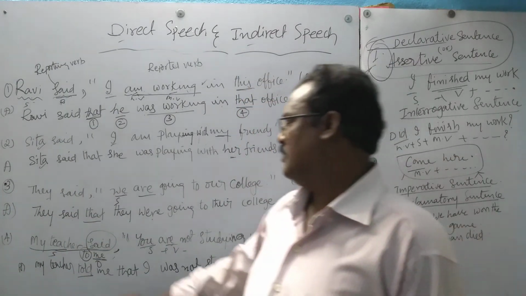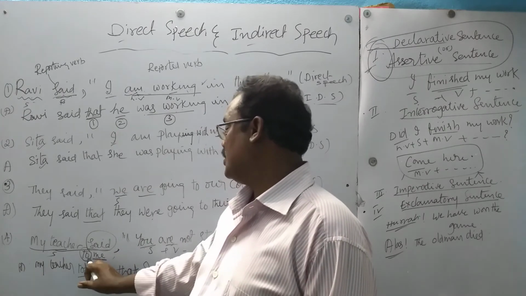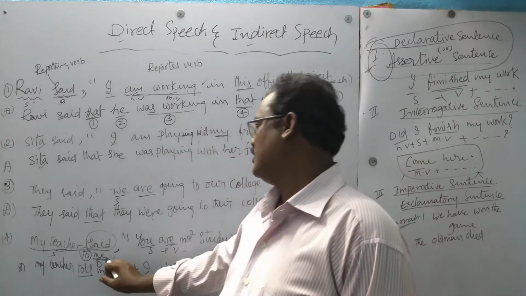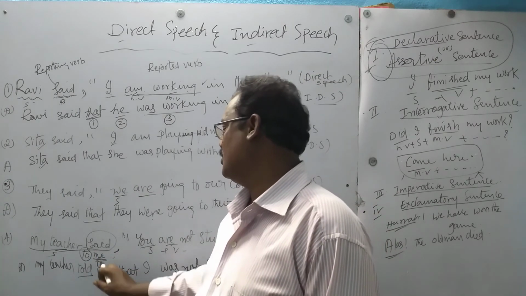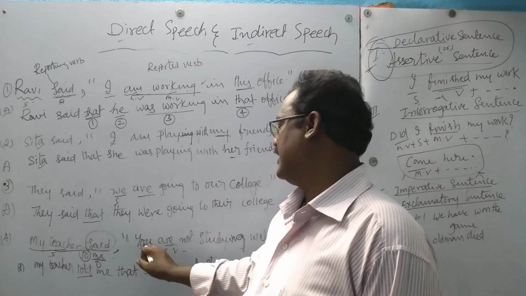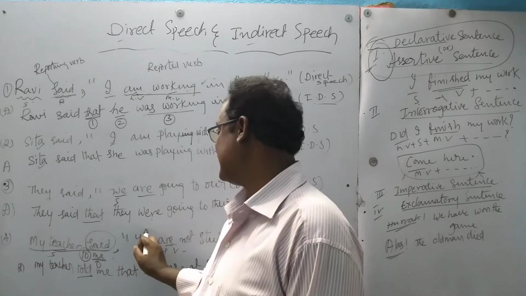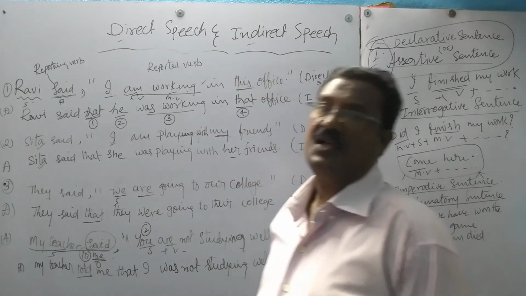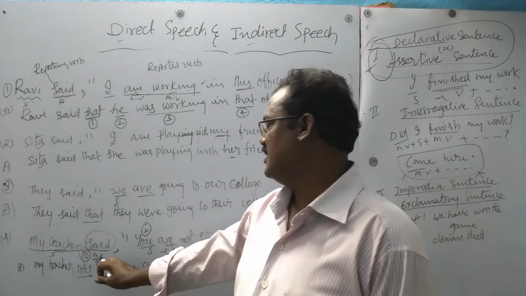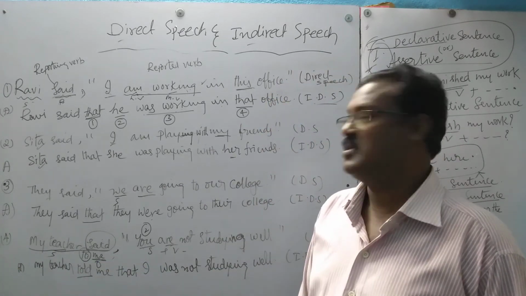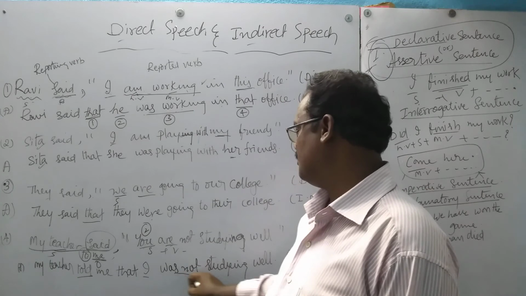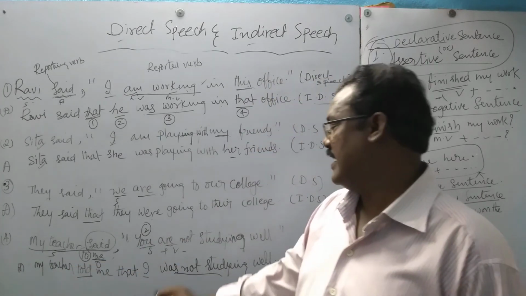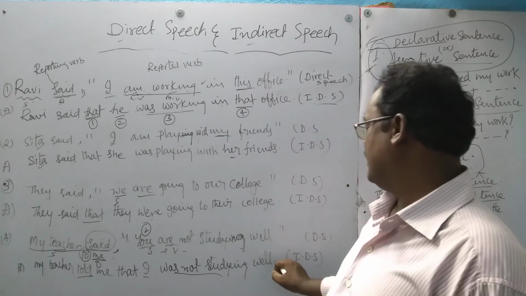And then the next one. My teacher said to me. Said to me. To me is there. So here, said to will become told. Me we have read. That. You means second person. Second person always changes with the object of the reporting verb. Me is the object case after the verb. But here, the subject case before the verb we have read. So me becomes the subject case, I was not studying well.